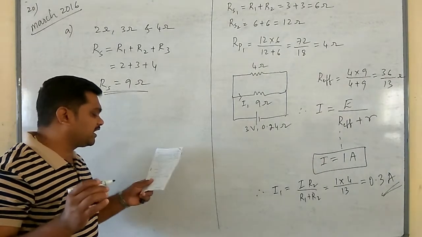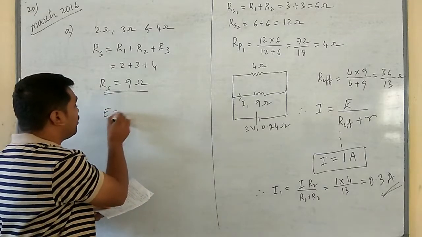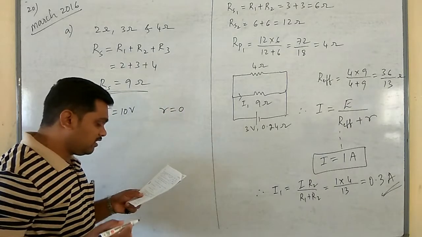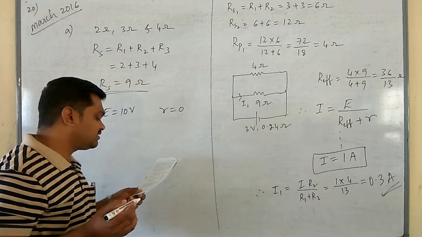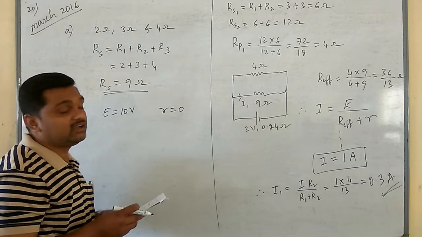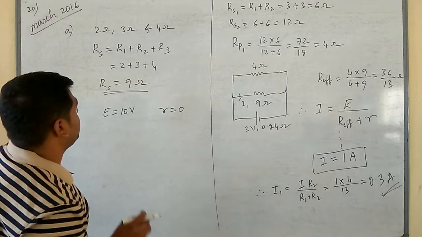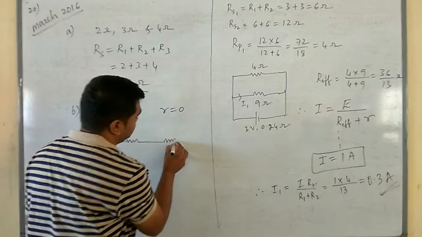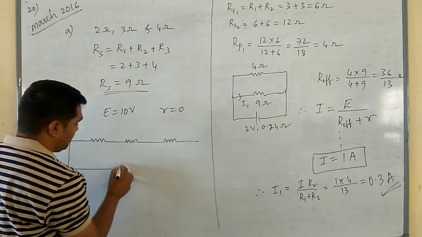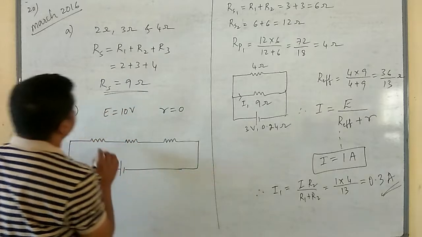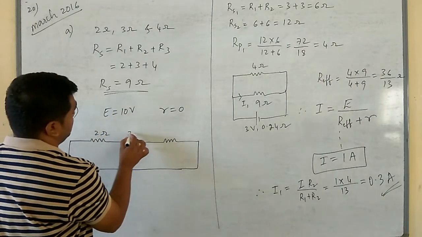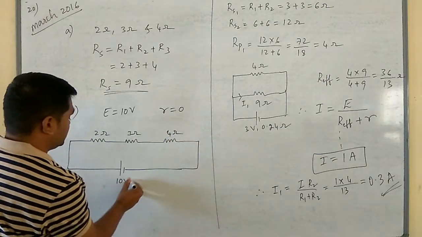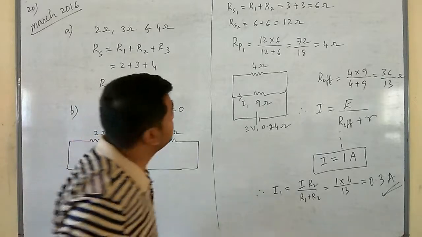Next, case B. If the combination is connected to a battery of EMF 10 volt and negligible internal resistance, obtain the potential drop across each resistor. Okay, so, as they said, let us take 3 resistors. This is 2 ohm, 3 ohm and 4 ohm. This is 10 volt.